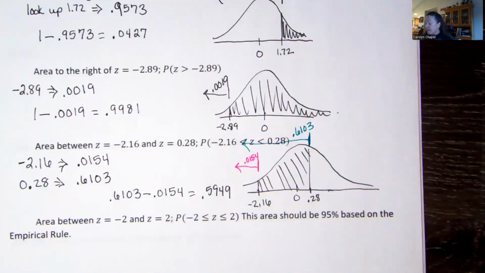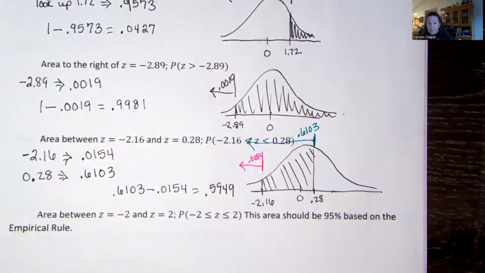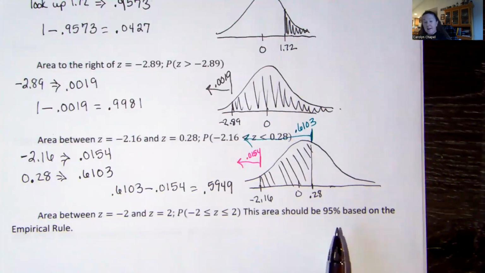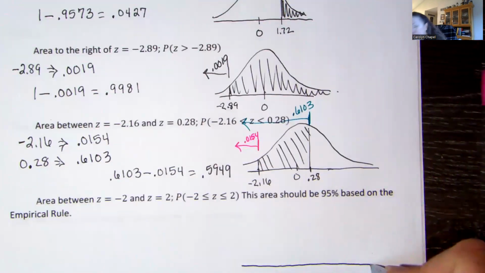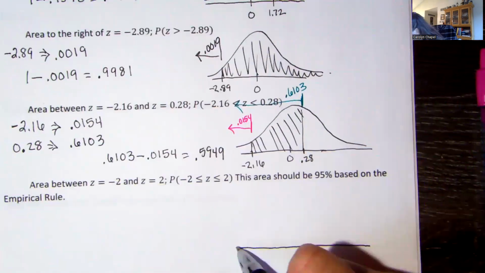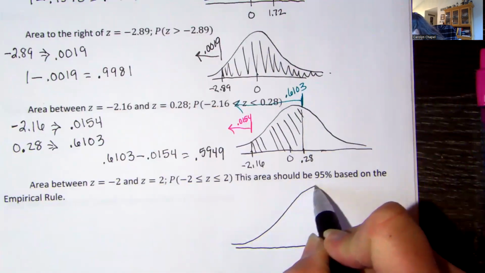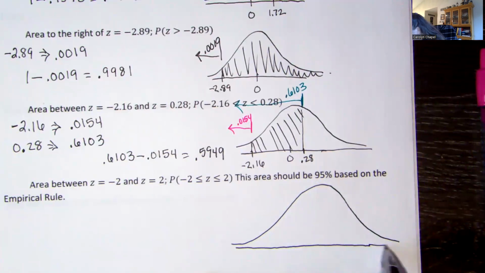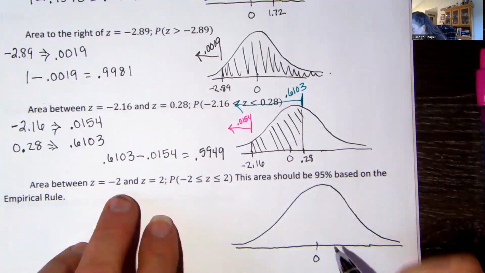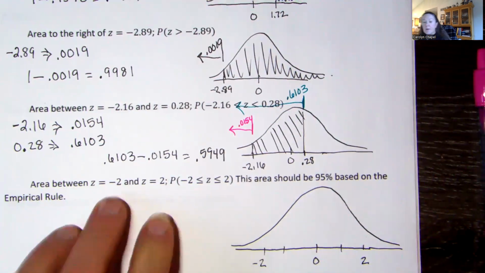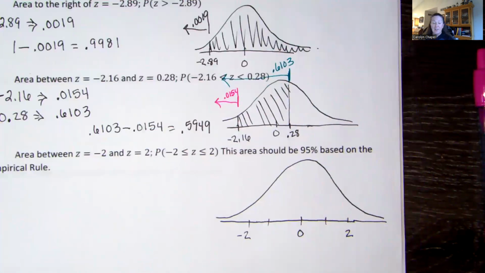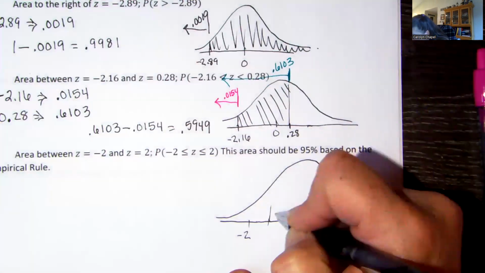But I do want to keep going because there are some other aspects that we need to talk about in this curve. And I do want to show you that 95% and that empirical rule does hold, or where those numbers kind of come from. Okay, so I'm going to draw my curve, and we're trying to find the area between 0, and we're going from negative 2 to 2.